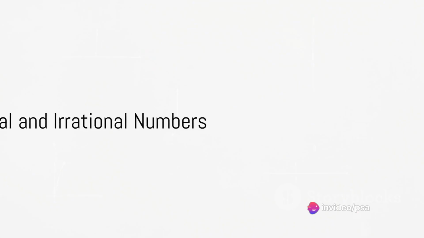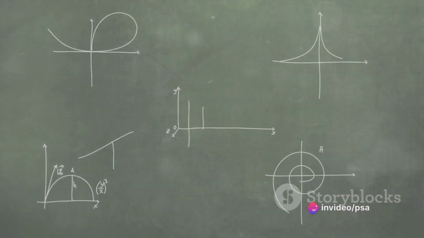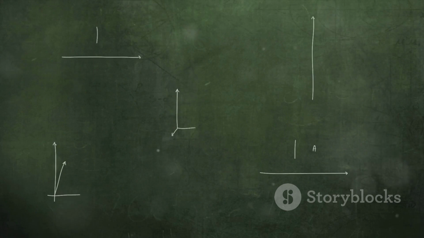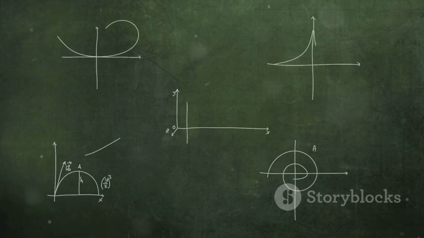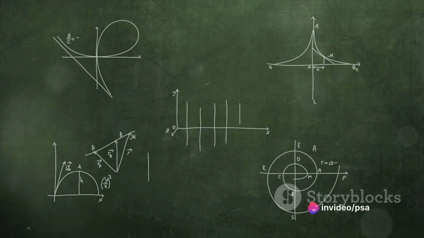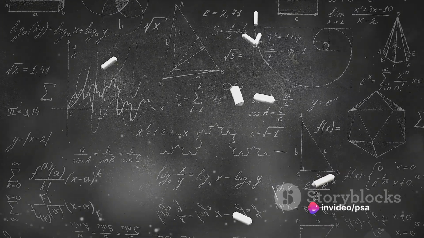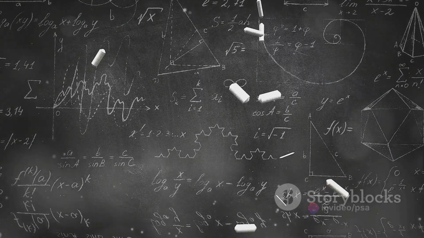Next up, we have rational and irrational numbers. This is where things start to get a bit more intriguing. Rational numbers, you see, are those that can be neatly expressed as fractions. Simply put, if you can take two integers, let's say 7 and 3, and express one as a fraction of the other, like 7/3 or 3/7, then you're dealing with a rational number.